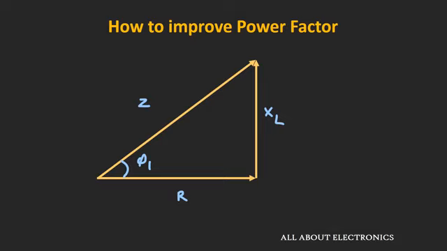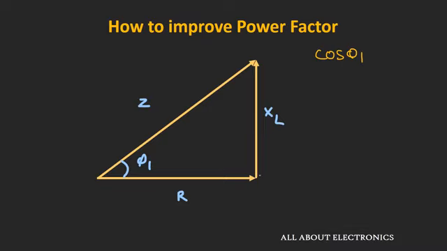So here we have assumed that our load is inductive, which consists of a resistor as well as an inductor. And for the given load, the impedance triangle looks like this. For the given system, let us say the power factor is cos phi 1 and we want to improve the power factor. To improve the power factor, we need to reduce this angle, because whenever this angle is 0, we will have a unity power factor. So to reduce this angle, we need to reduce the value of this reactance.